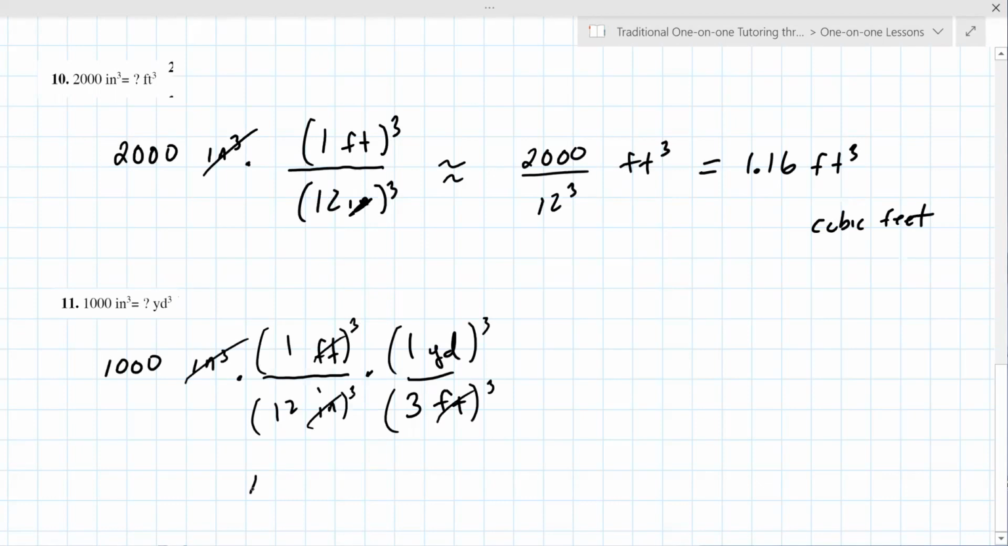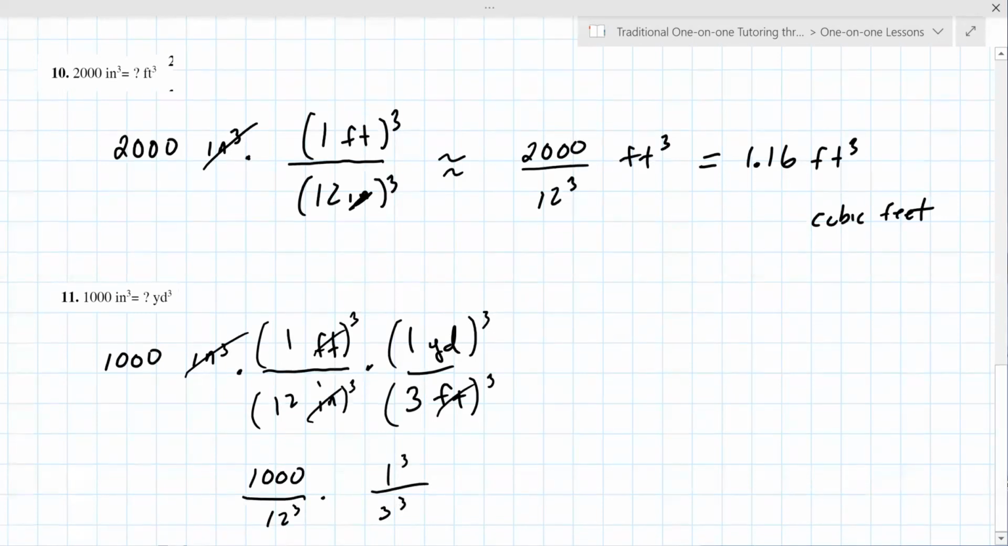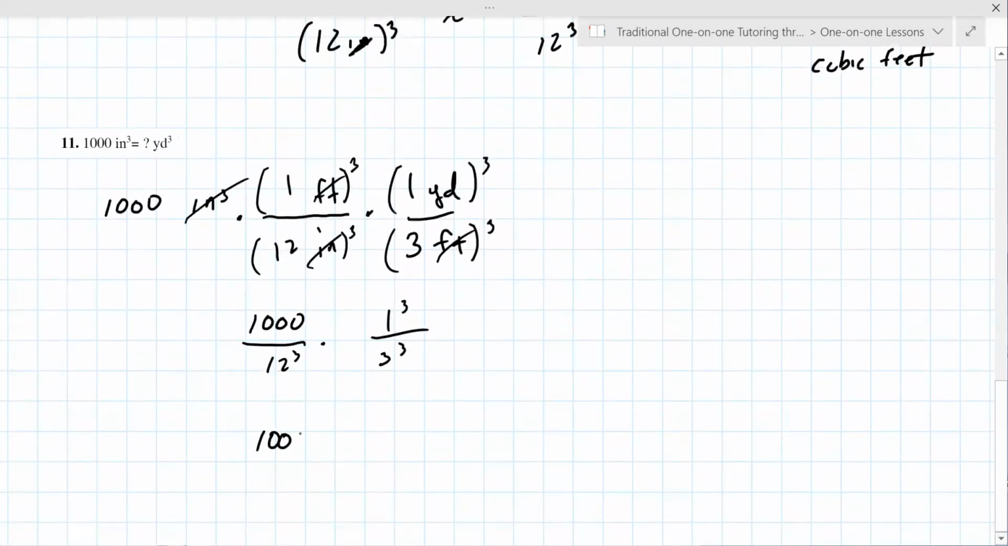So in your calculator, it's 1,000 divided by 12 cubed, and then you have 1 cubed over 3 cubed here. You just have to make sure you get it into your calculator. The way I like to do it is 1,000 / 12 cubed / 3 cubed, like that. If you have a calculator handy, go ahead and grab that and let me know what you come up with.